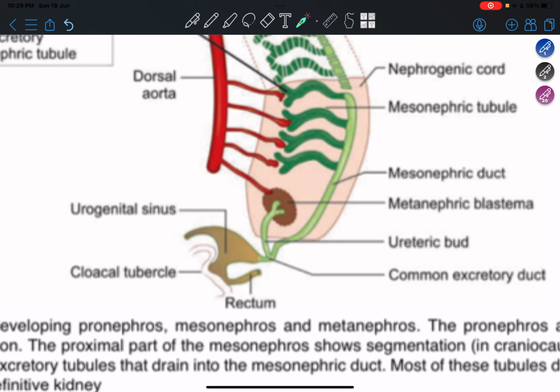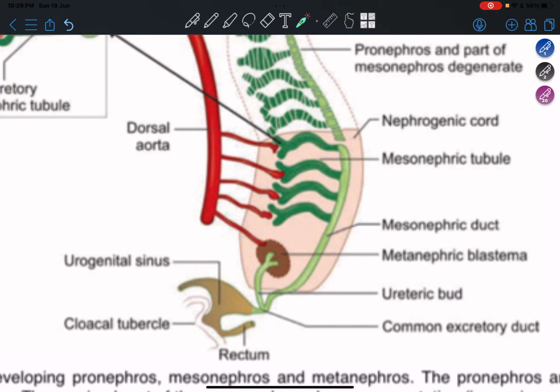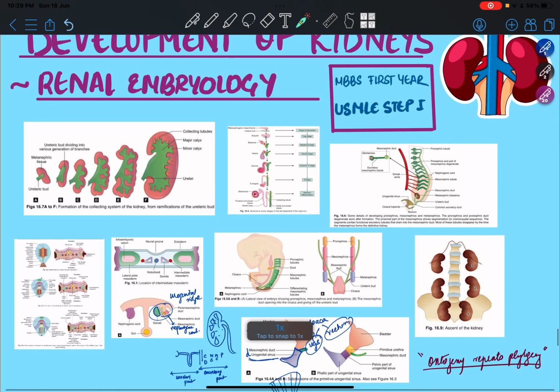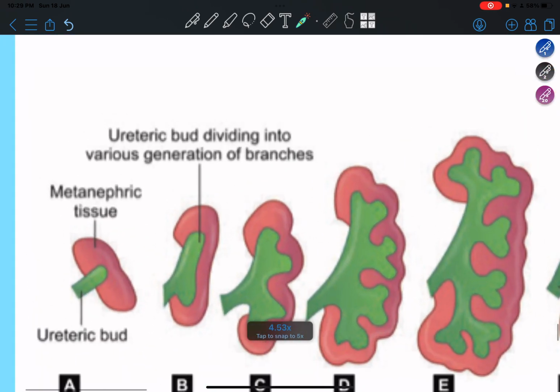The next thing that happens is a ureteric bud comes from the caudal part of the mesonephric duct. This is the mesonephric duct, and the caudal part has this bud coming out. This is called the ureteric bud or metanephric diverticulum. So you have your ureteric bud and you have the metanephric blastema. Now what happens is the differentiation of these things. So now we go to which diagram? This one.